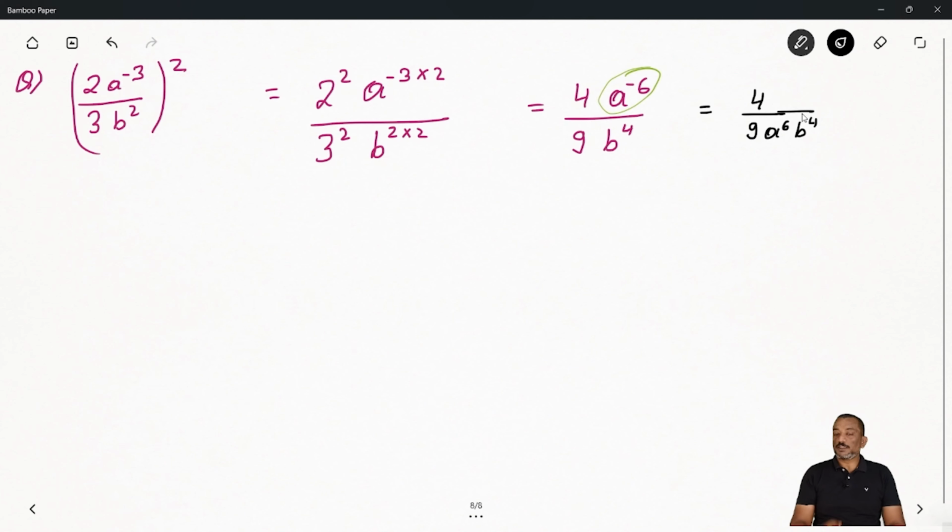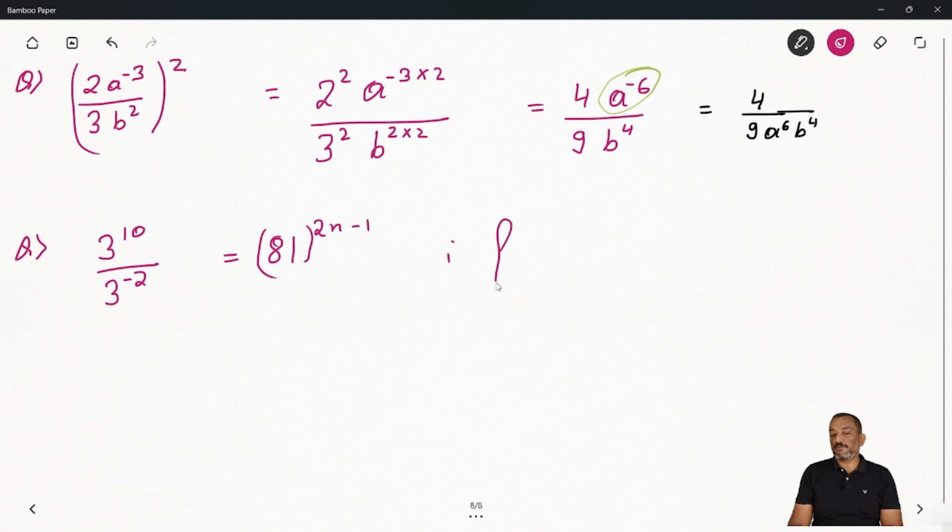Hope it's clear. Such types of questions you will get in exponents. I will tell you one more question: sometimes you have to find the exponent value. Suppose you are given 3 to the power 10 over 3 to the power minus 2 is equal to 81 to the power 2n minus 1, and it says, find the value of n. It is very simple. Let's see how we can solve it.